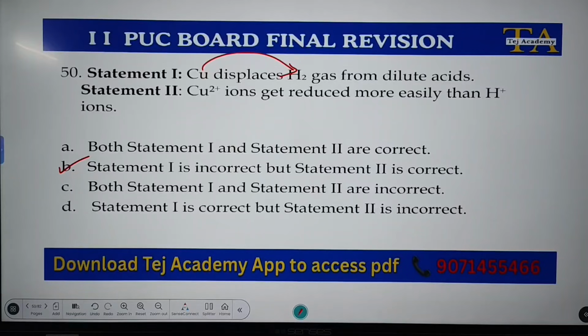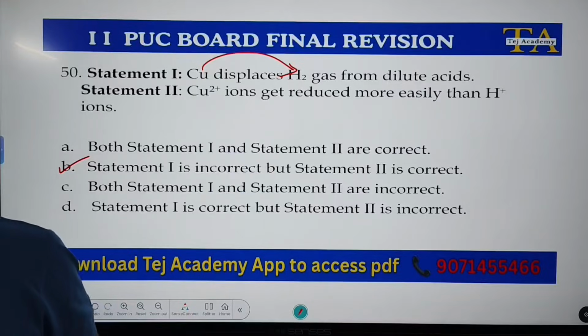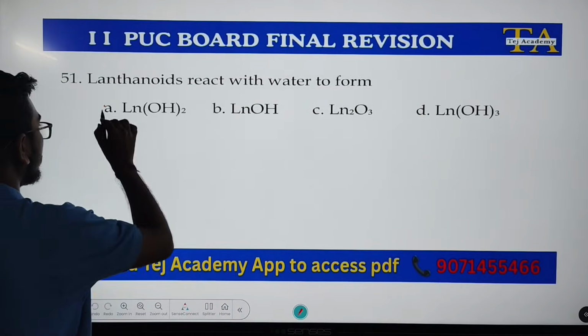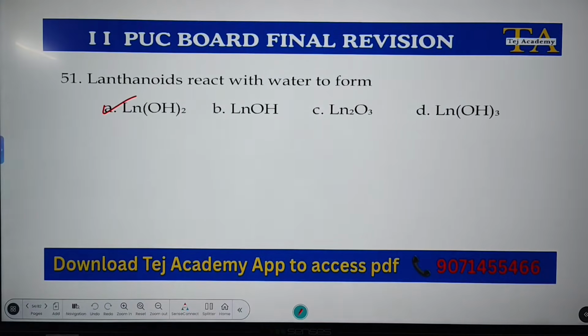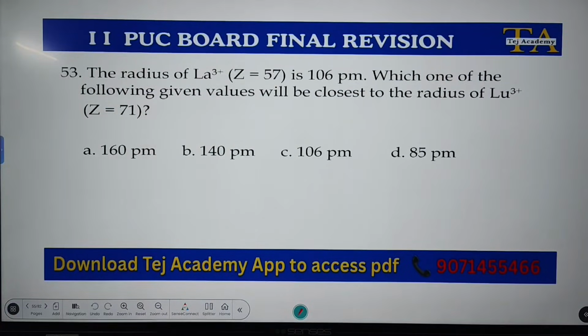Statement 1 is incorrect, but statement 2 is correct. Cu2 plus ions get reduced more easily than H plus ions. 51. Lanthanides react with water to form, so we know, lanthanide hydroxide, Ln(OH)3. So 53. The radius of La3 plus is 106 picometer. Which one of the following given values will be closest to the radius of Lu3 plus?